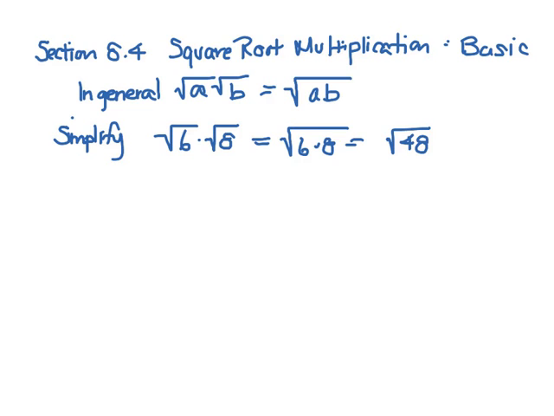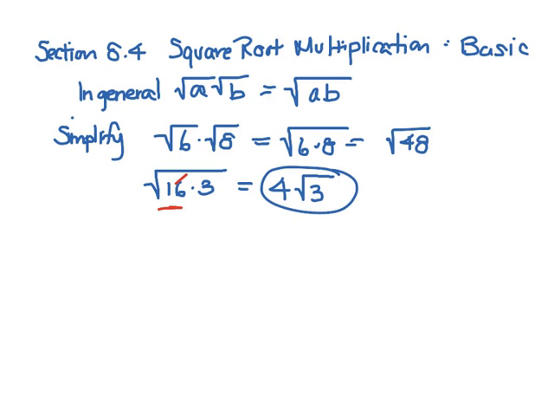Now we can see whether or not we have any perfect square factors, and you can see that 16 times 3 gives you 48. And 16 is a perfect square, so you can pull the 16 out, right? And you get 4, the square root of 16 is 4, times the square root of 3. And that's your answer.